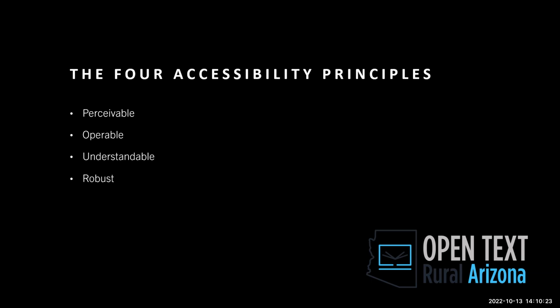So the 4 accessibility principles that we're operating with are that the course design is perceivable, that it is operable, that it's understandable, and that it's robust. My favorite one is the robust one. It's kind of the hardest one to grasp in some ways. So we'll talk about that one last.